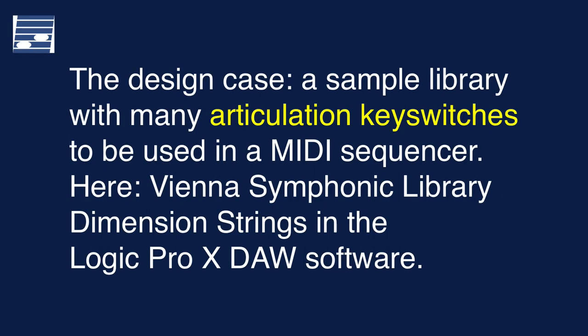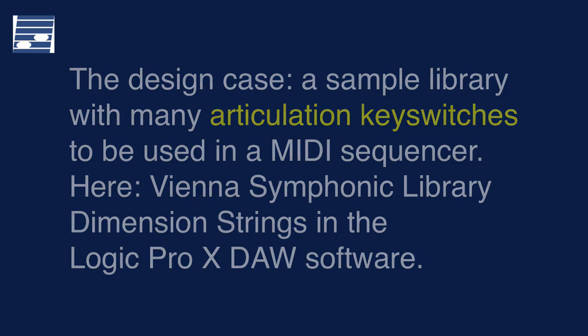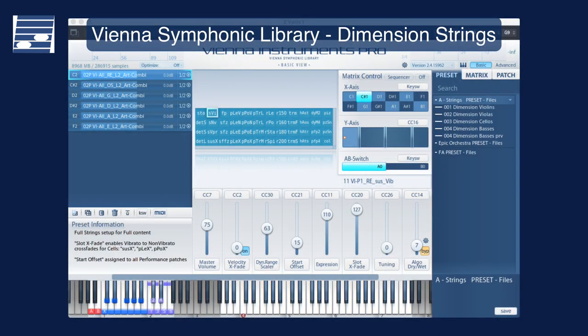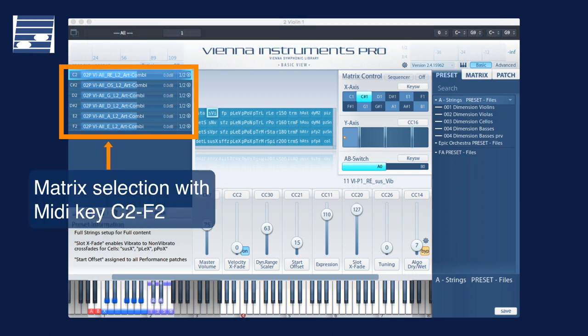The starting point is a sample library with articulation keyswitches, loaded into a MIDI sequencer. My example is the VSL Dimension Strings library in combination with the Logic Pro DAW software. Here we see the interface for the VSL strings. In the top left, we select an articulation matrix with a set of 6 keyswitches.